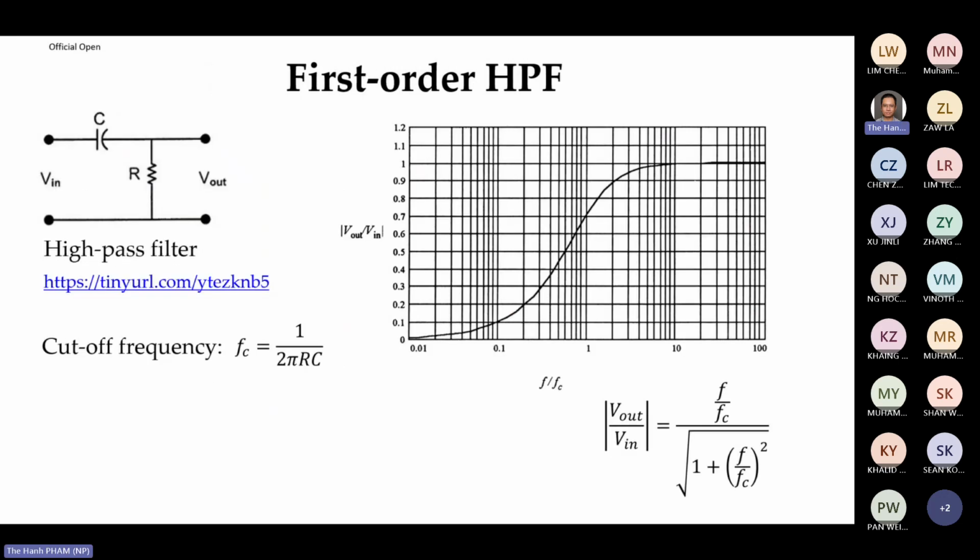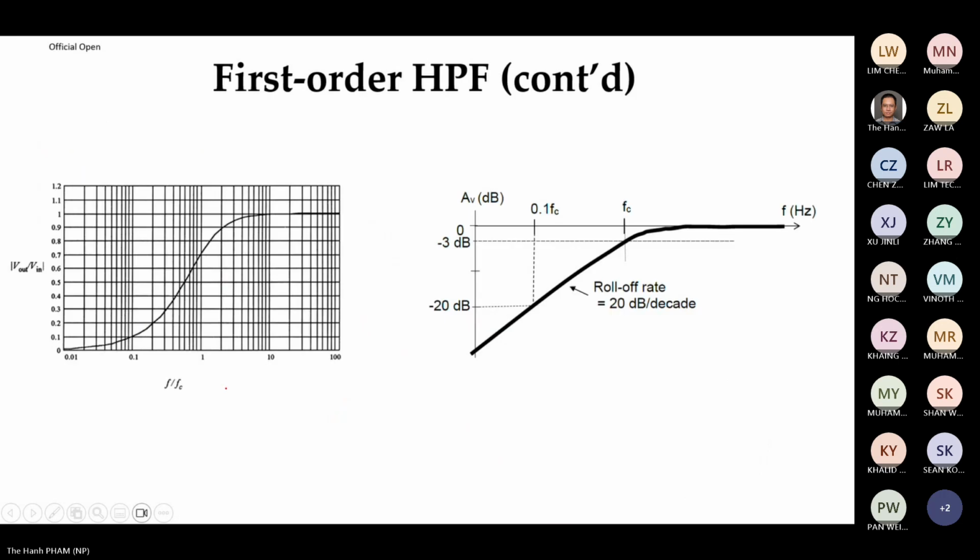This is a first order high pass filter. I think you have seen it before, right? You just need to swap the order of R and C. The cutoff frequency is still 1 over 2 pi RC. So this is another way to look at the high pass filter if I convert the gain to dB. So the shape looks like this.